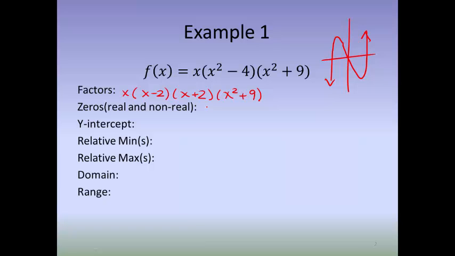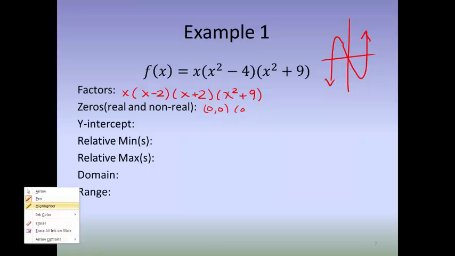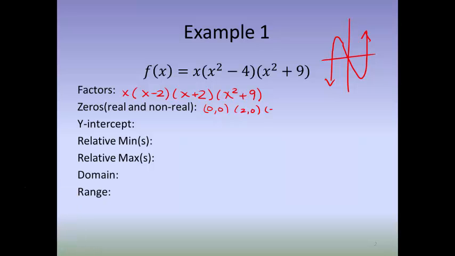I'm going to write them as ordered pairs, so (0, 0), and then I have (2, 0), and then (-2, 0). And then I have these non-real zeros that are going to come out of the last one. So I'm not writing them as ordered pairs, but I'm going to write x equals plus or minus 3i.